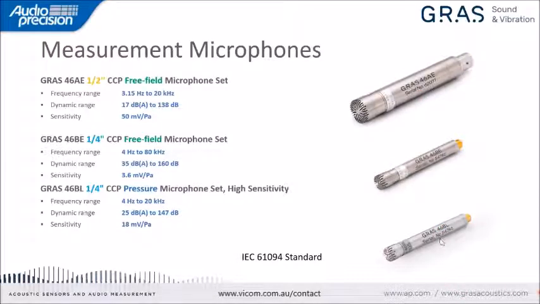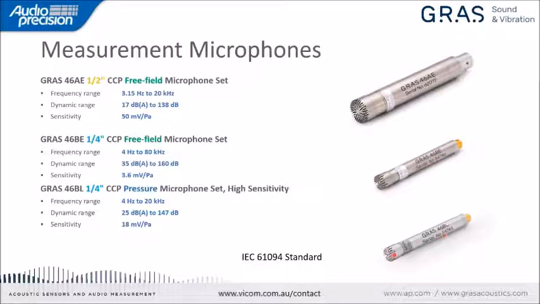In this case, we have a single half-inch free-field microphone. Then we have a quarter-inch free-field microphone. And here we have a quarter-inch pressure microphone. The free-field microphones, these 2 microphones over here, are optimized to have a flat frequency response when they are used under free-field or close to free-field conditions. That could be in an anechoic or a hemi-anechoic chamber.